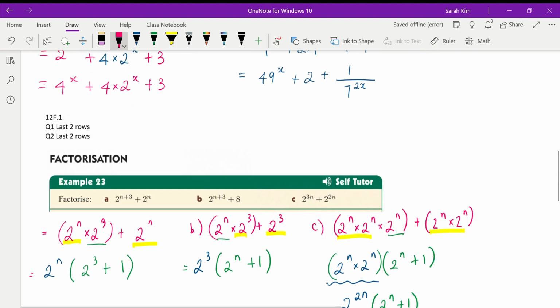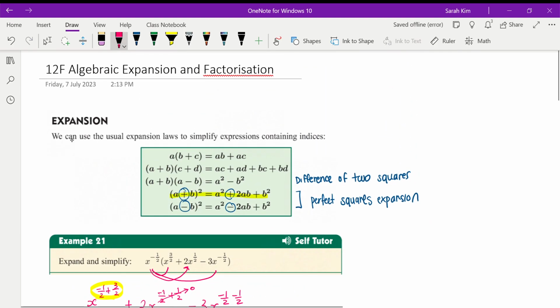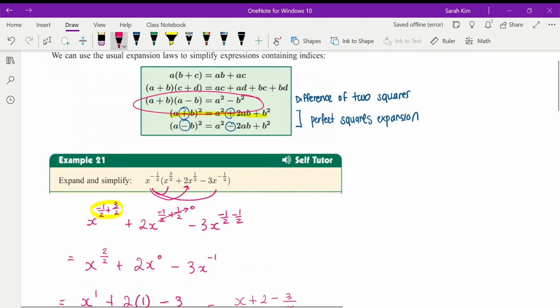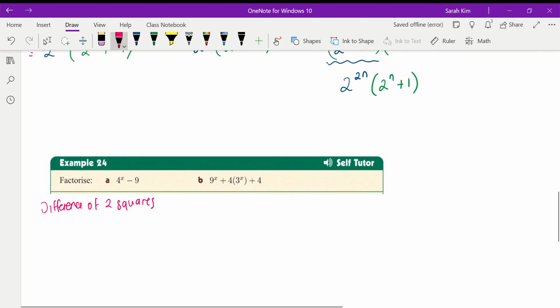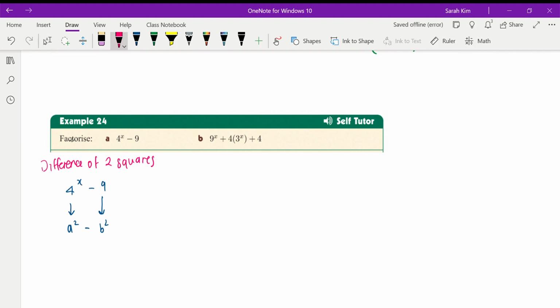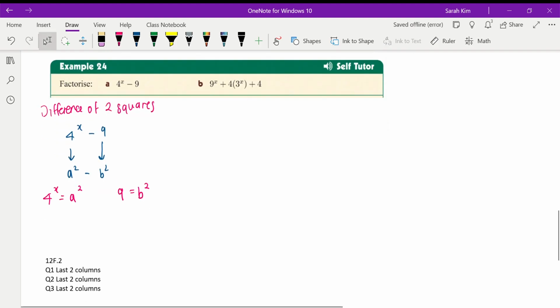So what that means is I'm going to use this one. I'm going to look at a squared and b squared. So basically, I'll rewrite it over here, 4^x take 9 is basically a squared take b squared. So it lines up like so. So what that means is 4 to the power of x has to be a squared, and then 9 has to be b squared. So I've got to figure out what a is, and I've got to figure out what b is.